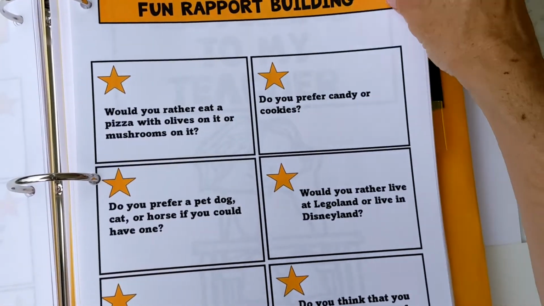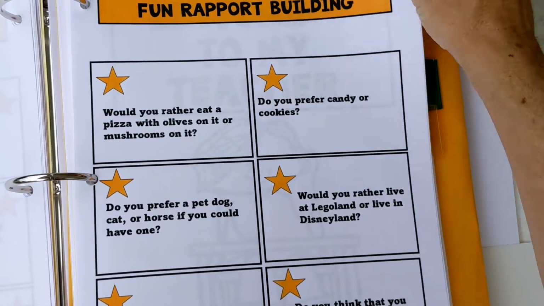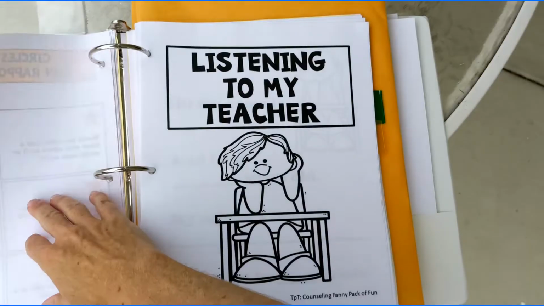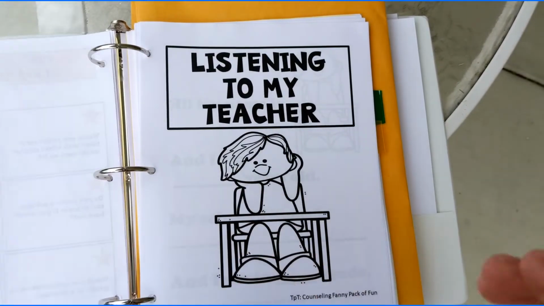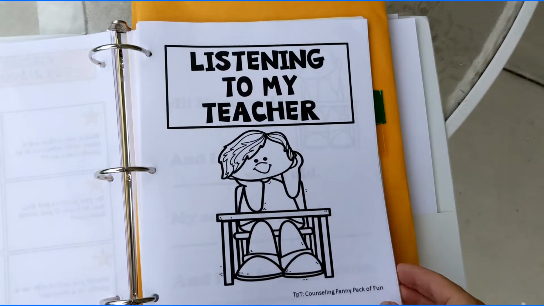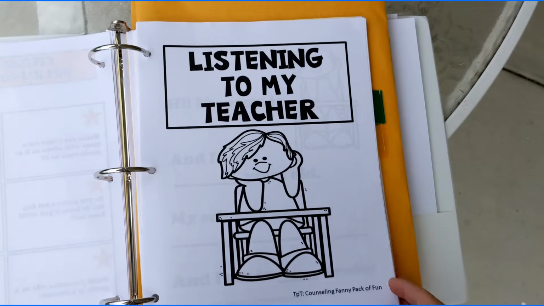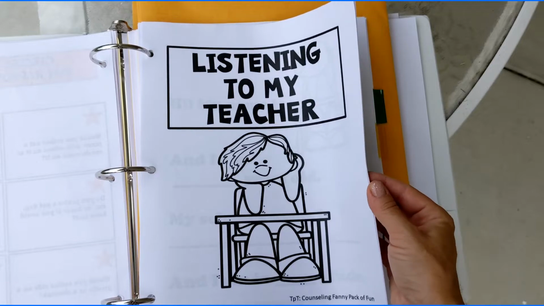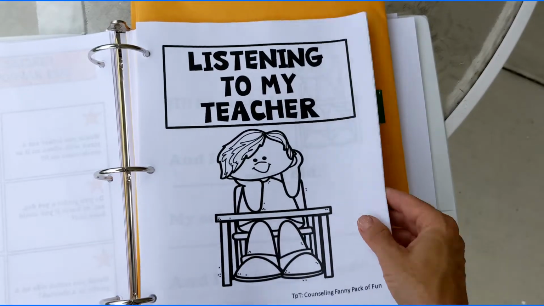So there's 12 circle prompts. And then this is a social story coloring book called Listening to My Teacher. Some of the social stories are activities you could do with the whole class, or you could just use them for individual students to do maybe as a small group.